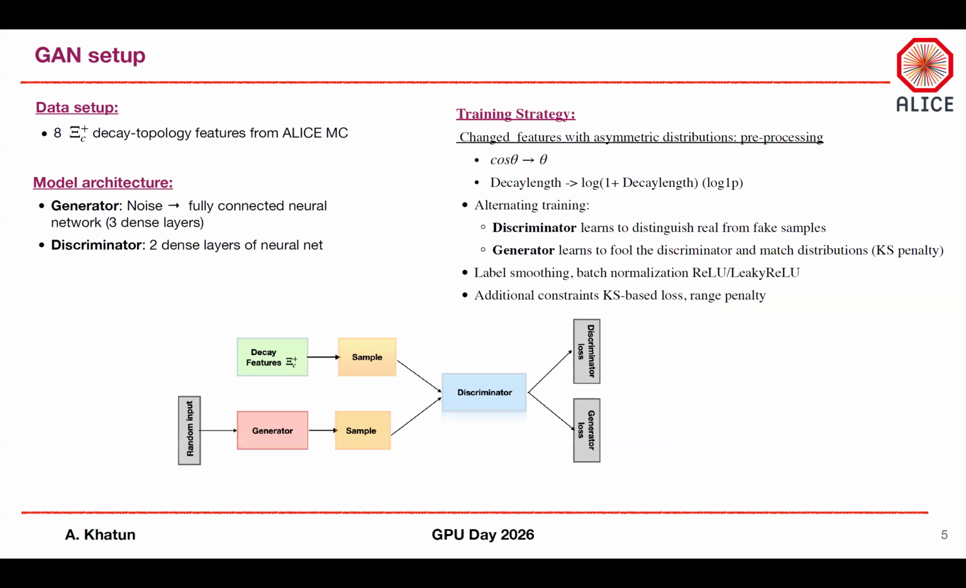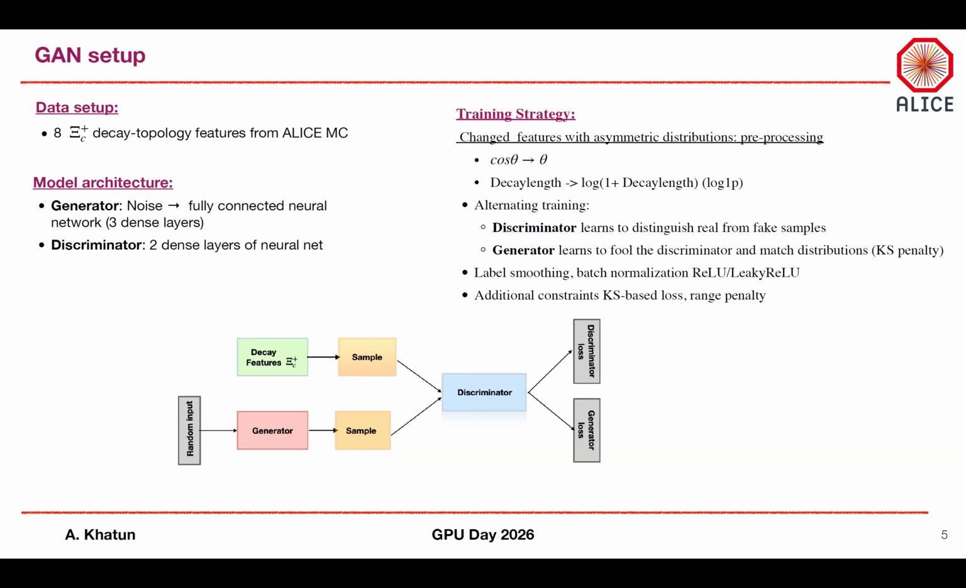Here is the GAN setup. It's a very simple network: 3 layers of fully connected neural networks for the generator, and 2 dense layers for the discriminator. We choose 8 features of decay topology for this psi c particle, for example distributions of angle, decay length, or the impact parameter.